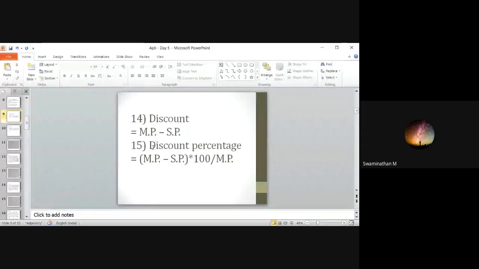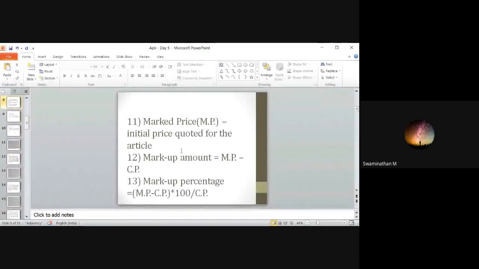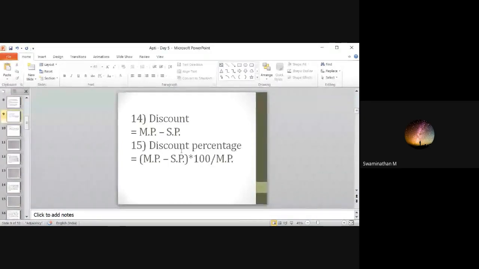So cost price is the price for which you bought the article, and market price is your initial price you are quoting for the article. Selling price is the value for which you are selling after the discount, or with profit after discount. That will be your selling price. Discount percentage is also useful because the maximum discount will be given in percentage. It will not be given in value in many cases.